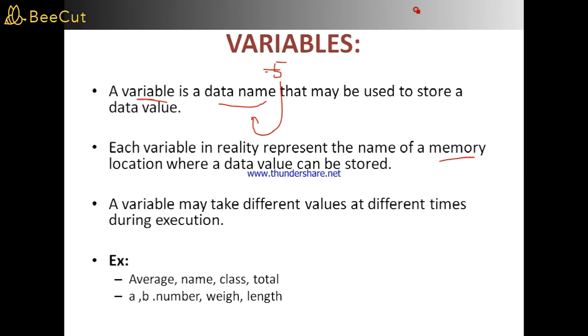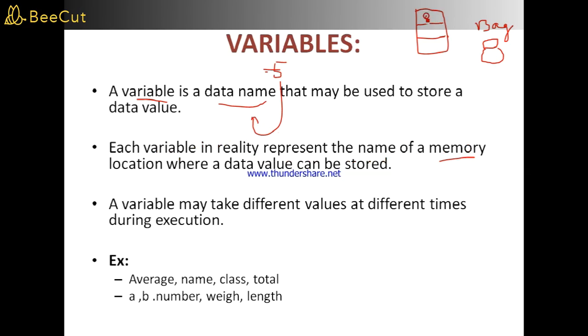the name of the memory location where a data value can be stored. Let it be, this is a shelf at your home. You want to keep your bag. This is your bag, you want to keep it here. Now the shelf becomes the variable, and the bag is the value.